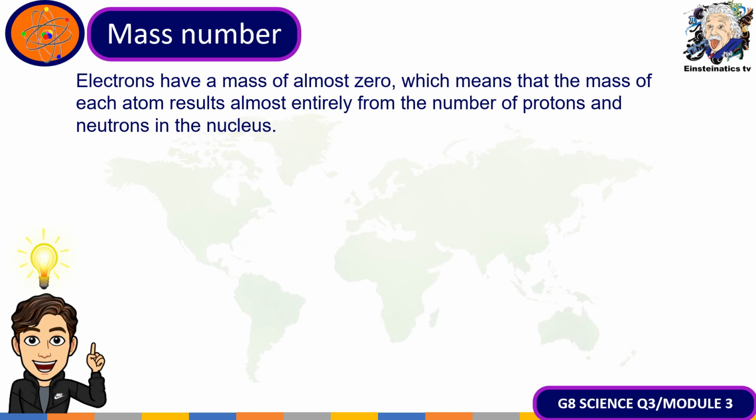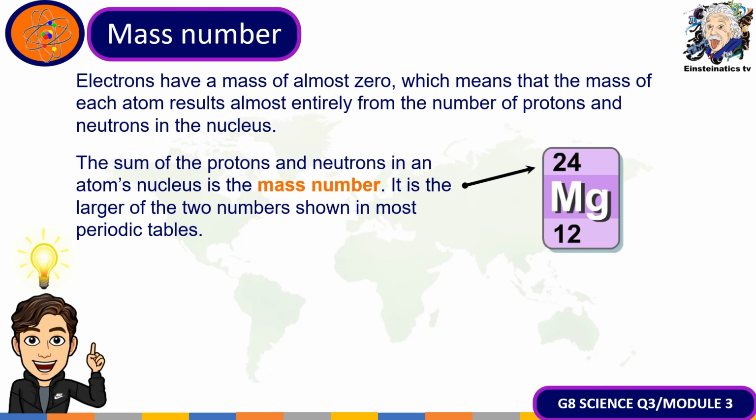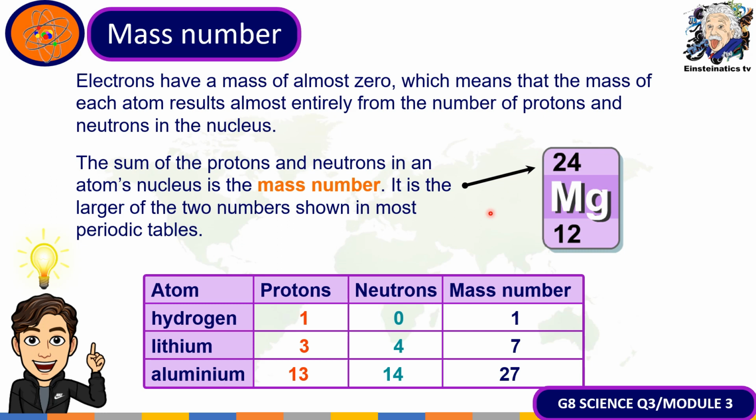On the other hand naman, the mass number of an element depends on the number of protons and neutrons in the nucleus, since the number of electrons has a mass of almost 0. Now, the sum of the protons and neutrons in an atom's nucleus is the mass number. So it is usually the larger of the two numbers which is shown in most of the periodic table. Now, let us look at these examples.